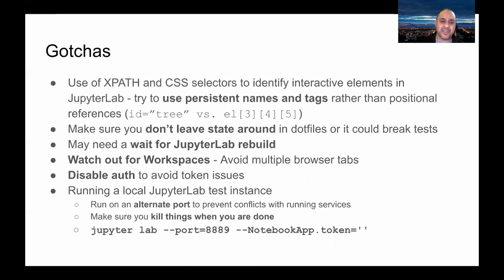And so the quick and easy way we found to do this was to just set the notebook app.token to be an empty string, and then it won't bother to do any of the authentication when it's running the tests. And finally, you want to run with a localhost on a different port as much as possible to avoid, again, dealing with existing installations that are running. Make sure you kill things when you're done, just standard stuff.